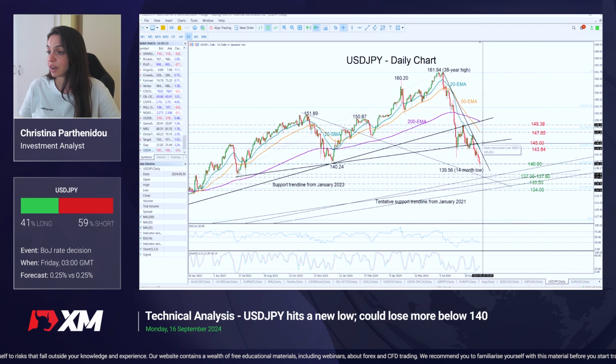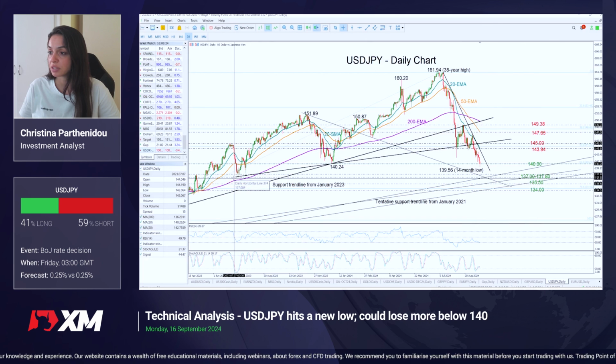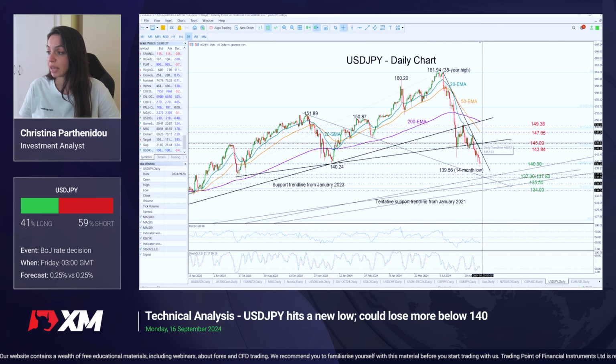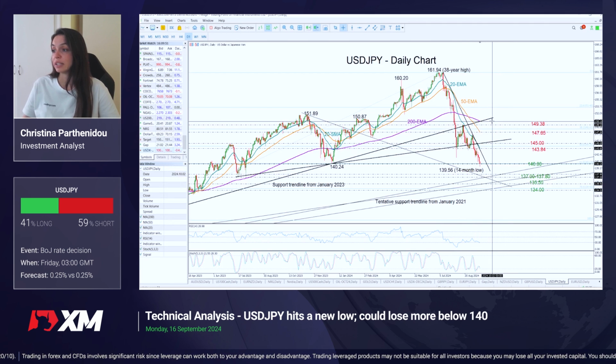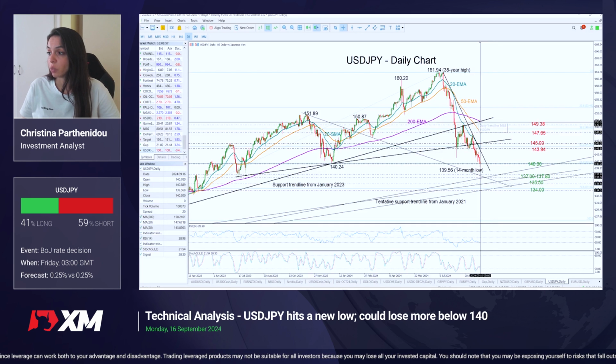Above that, the 145 number could be important because this is where this broken support trend line is located. So a clear close above that territory might boost the market sentiment, likely taking us up to the 50-day exponential moving average at 147.65. Nevertheless, for an outlook improvement, the pair should cross above its previous high, above the 149.38 level, and perhaps also violate the 200-day exponential moving average near 150. So there's a long way until we reach that territory.